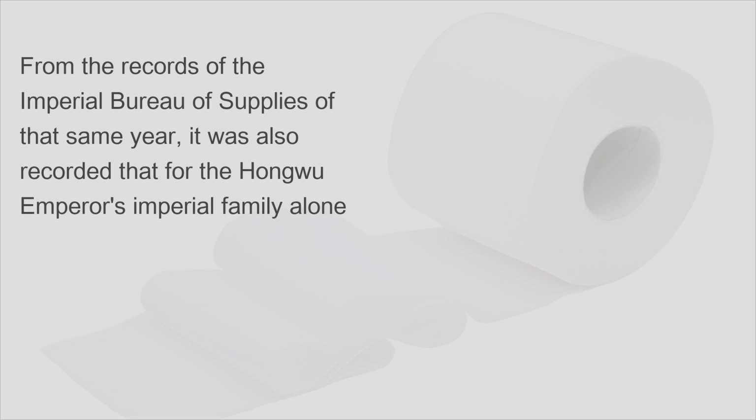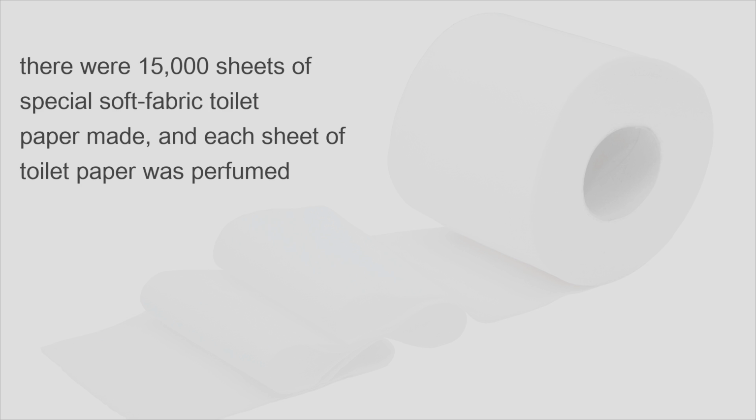From the records of the Imperial Bureau of Supplies of that same year, it was also recorded that for the Hongwu Emperor's imperial family alone, there were 15,000 sheets of special soft fabric toilet paper made, and each sheet of toilet paper was perfumed.